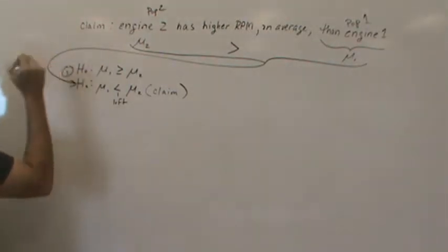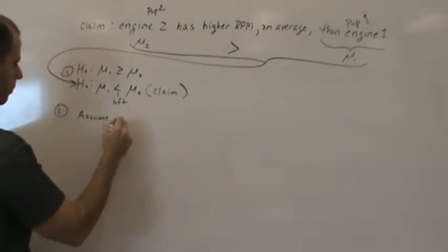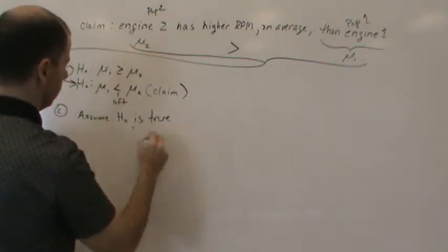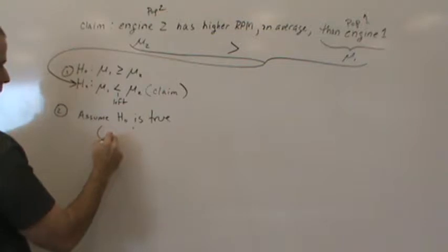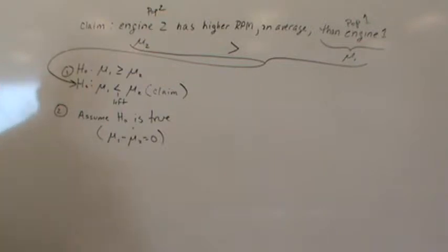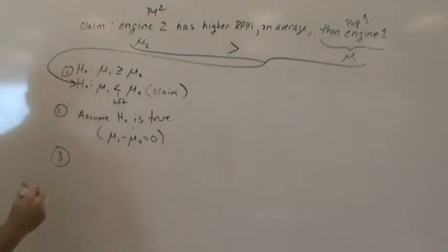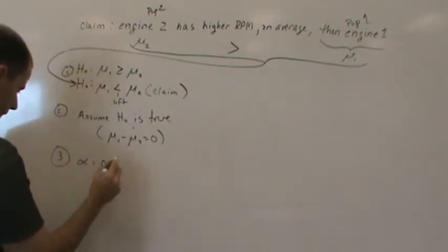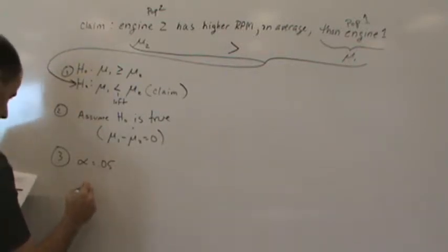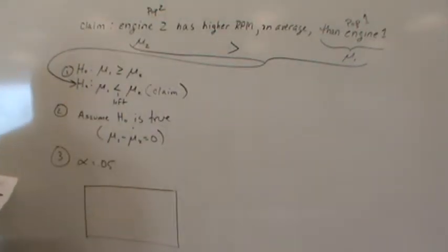So that's step 1. Step 2, we're going to assume the null is true. In other words, mu1 minus mu2 is 0. No difference. Okay? And then step 3 is our data. And here's the data that they give us. So again, alpha is equal to 0.05. And here's the table. So the table values are this.